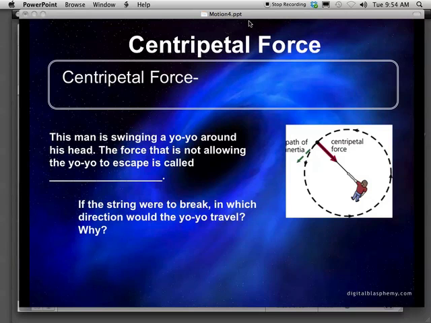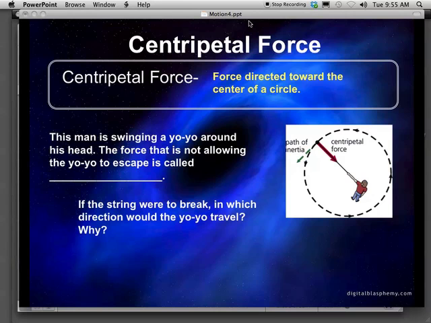All right, so another force that's interesting to talk about is centripetal force. Centripetal force is a force that keeps an object moving in a circle. So if you have an object you're swinging around, a yo-yo that you're swinging around, it continues in a circle because you're exerting a force keeping it moving in a circular pattern.